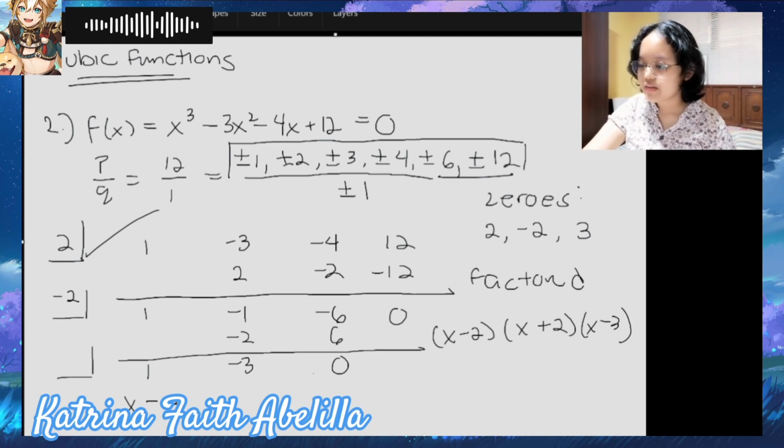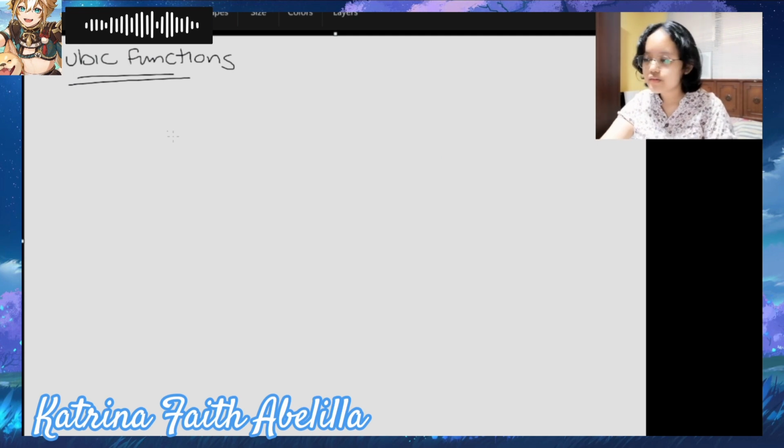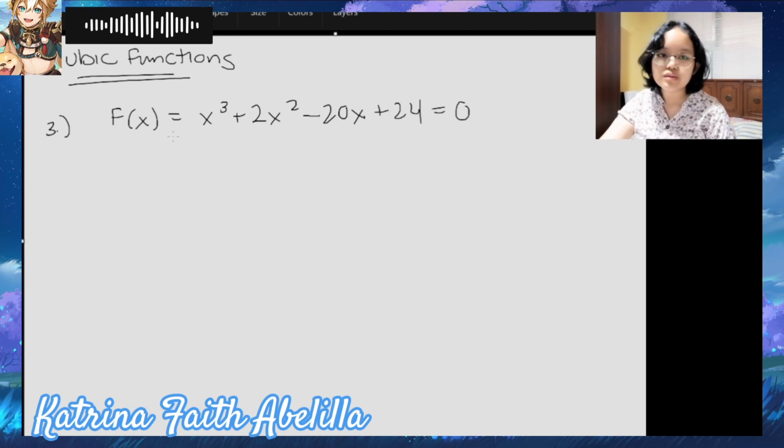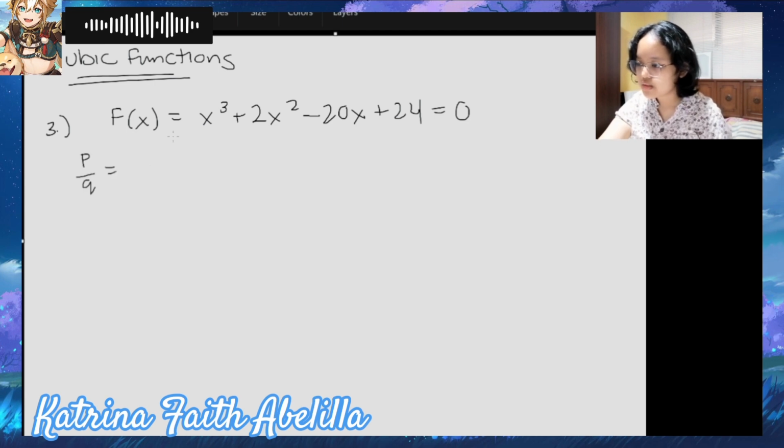Let's try another example. For our third and final example, our equation is f of x is equal to x cubed plus 2x squared minus 20x plus 24 is equal to 0. Again, let's do the rational root theorem, which is p over q, p being our constant term, which is 24, and q our leading coefficient, which is 1.